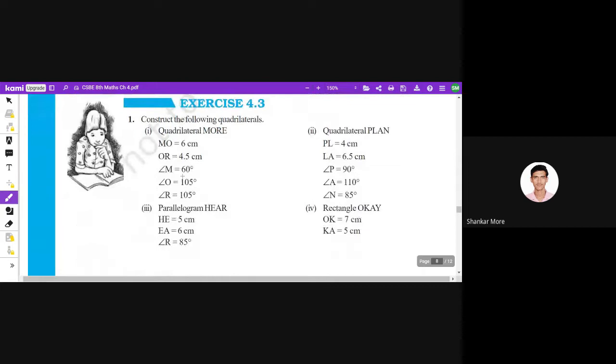So construct following quadrilaterals. Now we are going to construct quadrilaterals, and you are going to do it with me. ठीक है, तो आप लोग मेरे साथ में करोगे. सो सी यहाँ पे क्वाड्रिलेटरल ड्रॉ करने के लिए बोला है, और यहाँ पे पैरेललोग्राम ड्रॉ करने के लिए बोला है, रेक्टेंगल ड्रॉ करने के लिए बोला है.